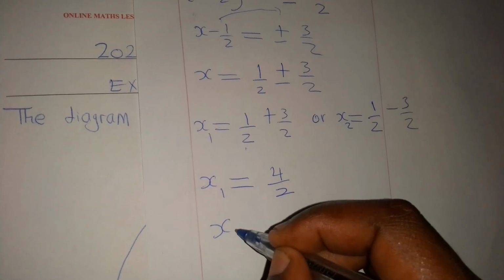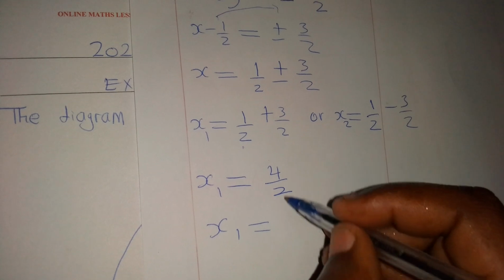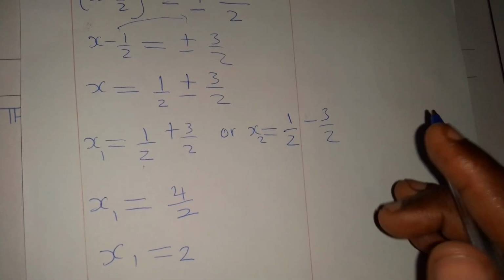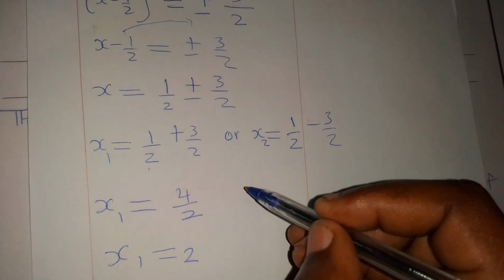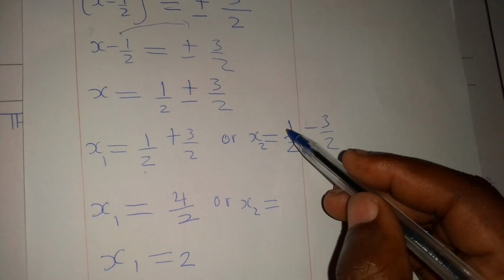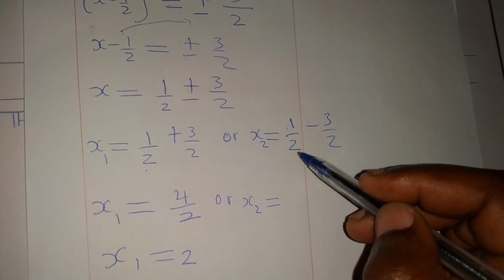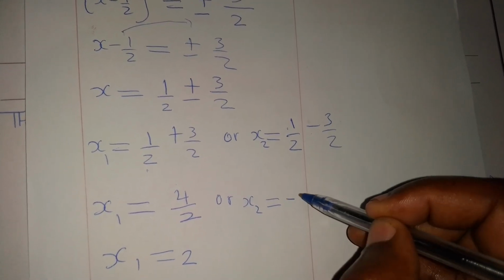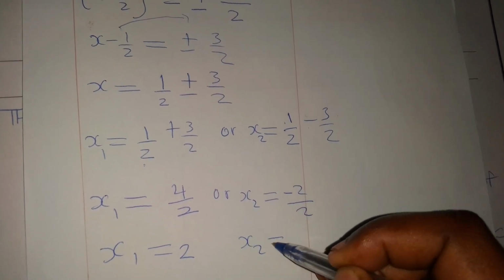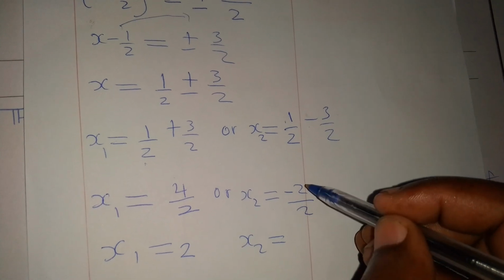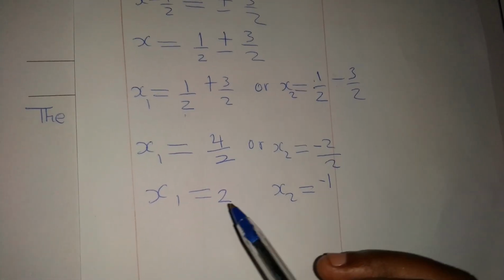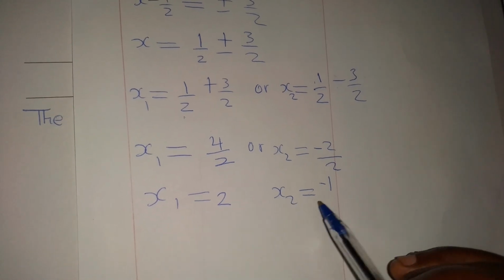Then I'll say x1 is equals to 2 into 4, it is a 2. You see that? Then I go this side. So x2 equals 1 minus 3, since the denominators are same. So 1 minus 3 is negative 2. Then 2 will be maintained. Then I say x2, negative 2 over 2 is negative 1. Meaning my x1 is 2, x2 negative 1.